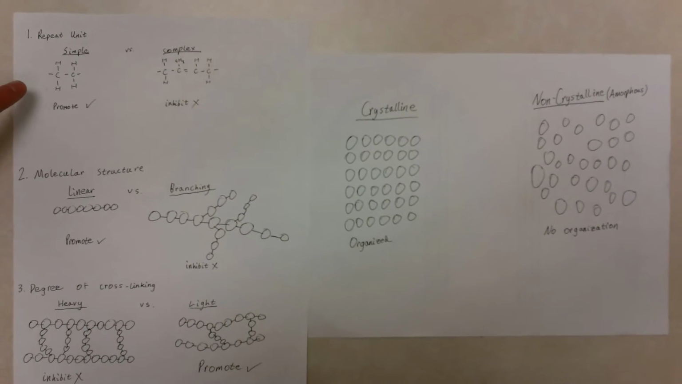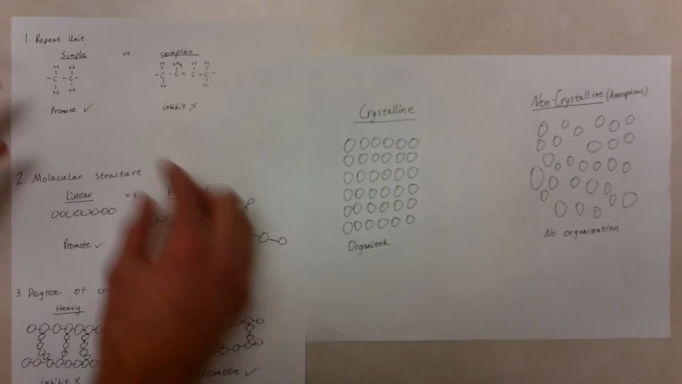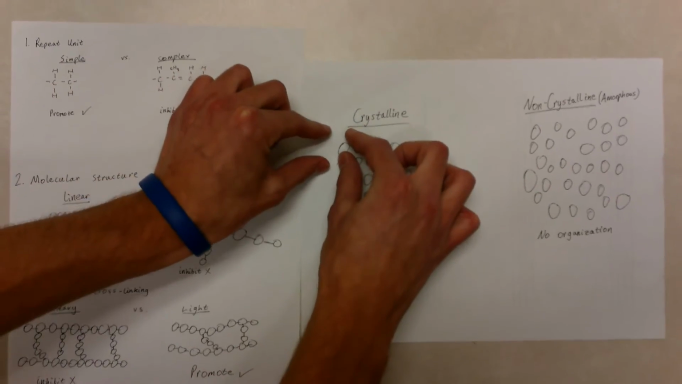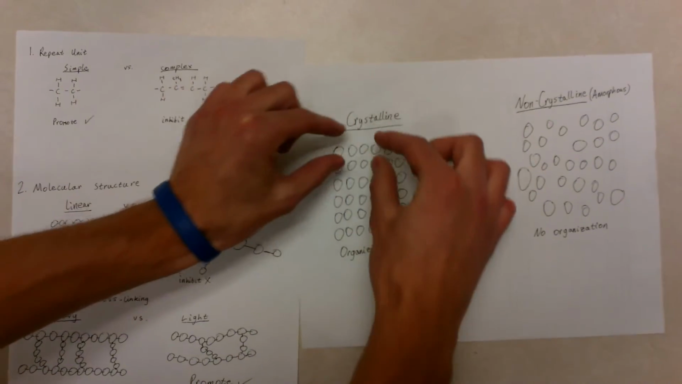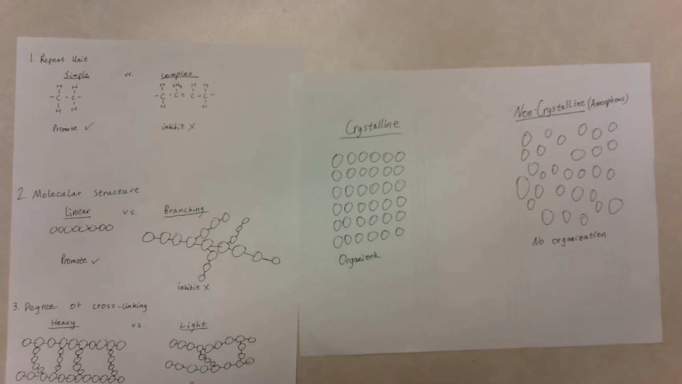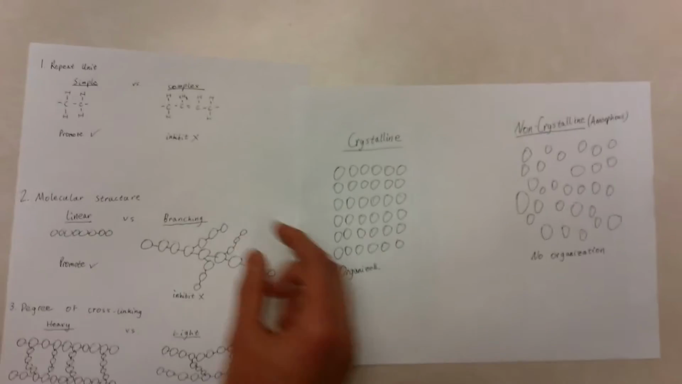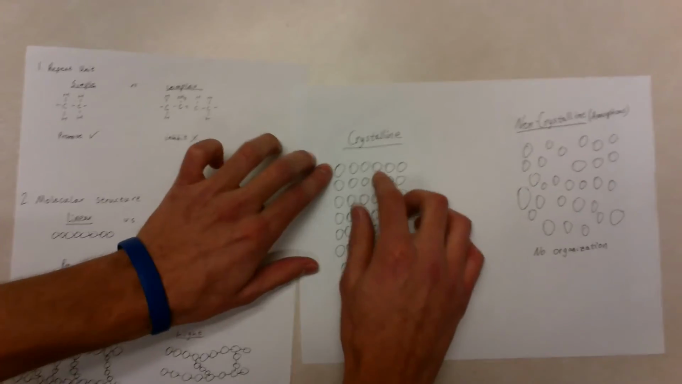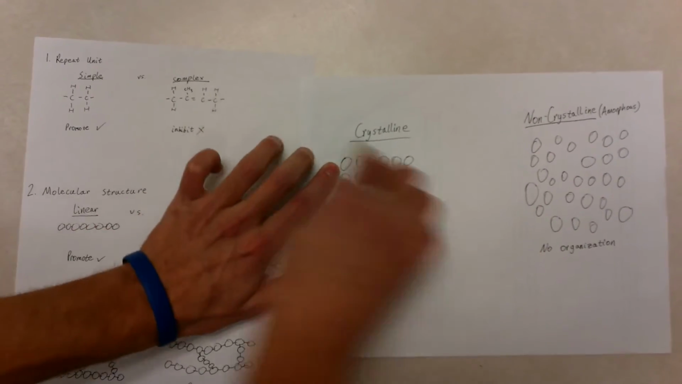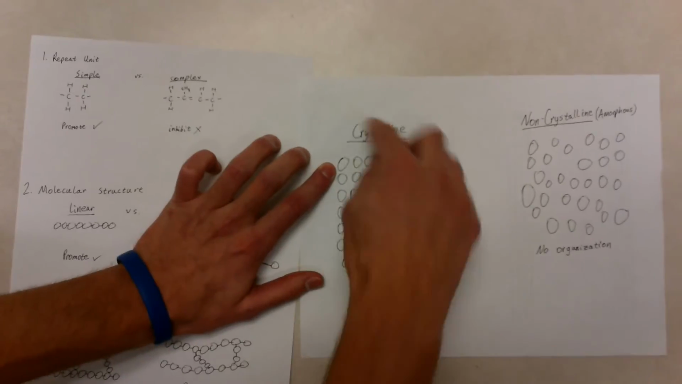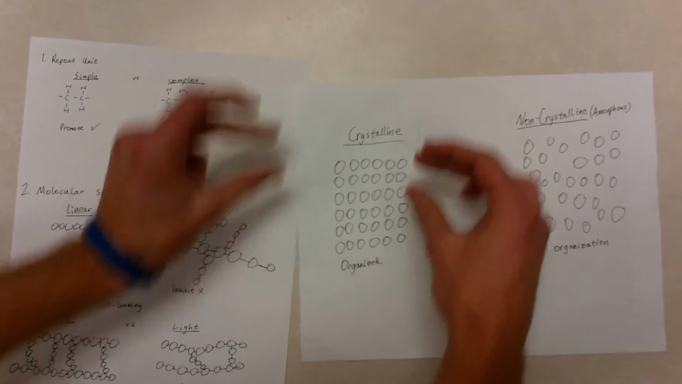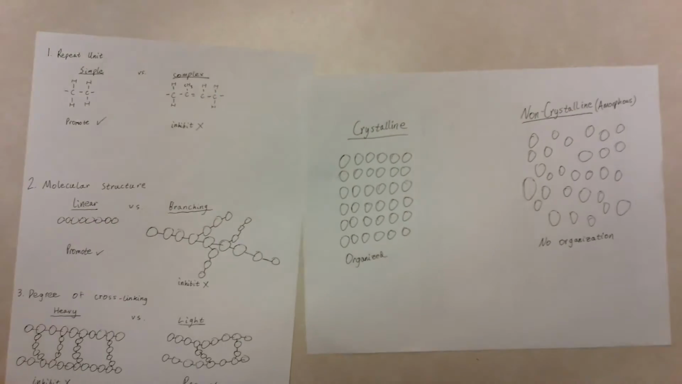A simple repeat unit promotes crystallization because it's easy to pack each little repeat unit into a spot on the crystal structure. The complex repeat unit inhibits crystallization because it would take up a big space, and then you would have the extra CH3 molecule sticking up off the top, and it's hard to place another one on there in a nice grid.